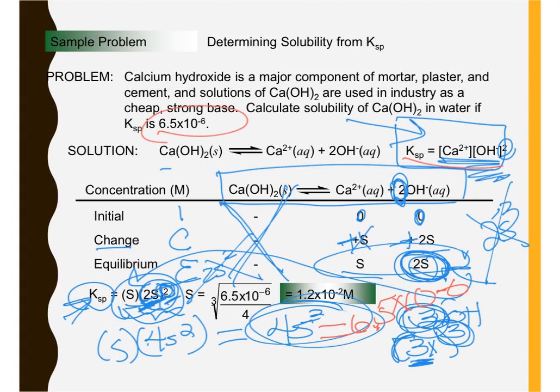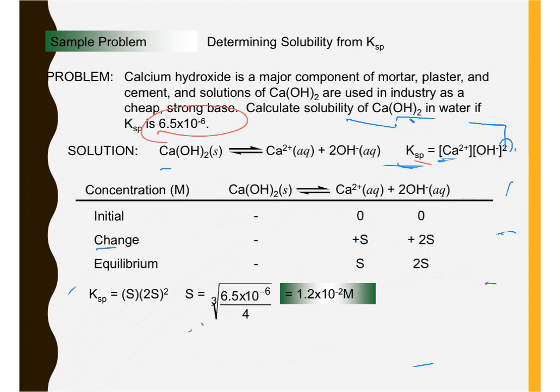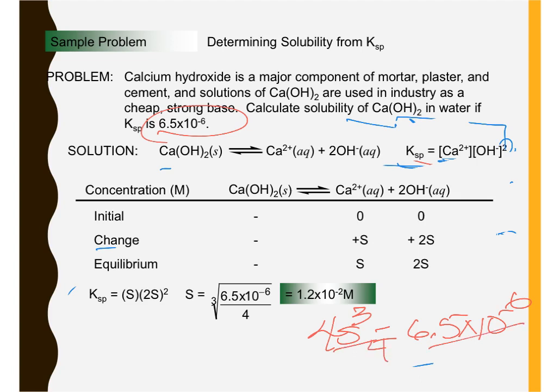And I need my magic eraser again. All right, and let's go ahead and simplify that then. So 4s cubed equals 6.5 times 10 to the minus 6. First thing you need to do is divide both sides by 4. You want to divide by your coefficient, and then you're going to get s cubed is 6.5 times 10 to the minus 6 divided by 4. And then you're going to take the cube root of both sides.